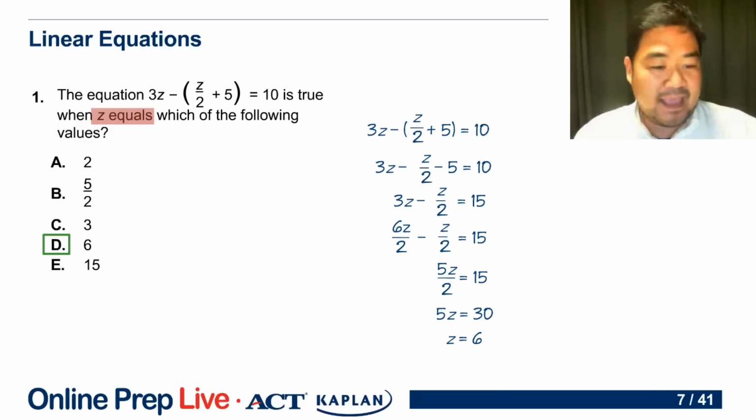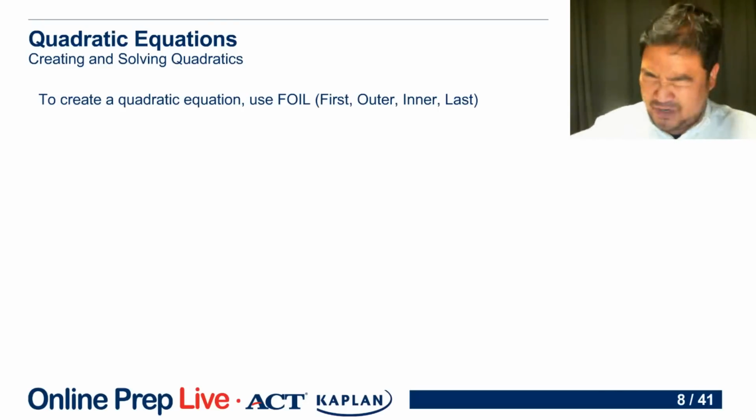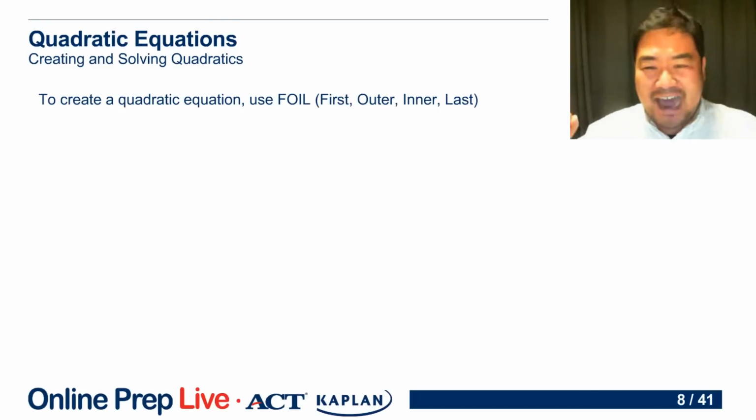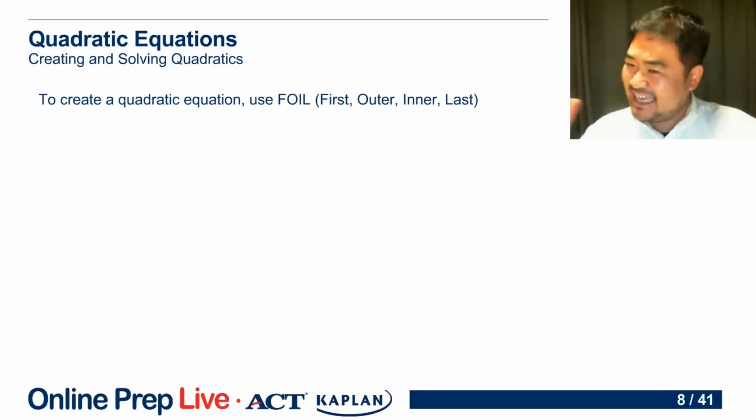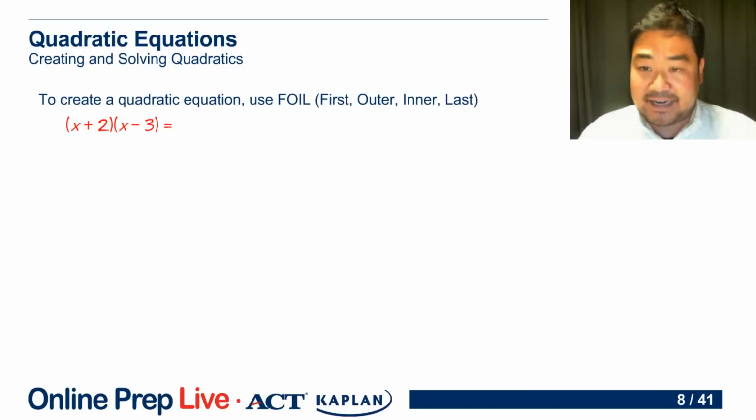Great stuff here. Let's take a look at our second key algebra concept, and that deals with quadratic equations. And you might remember this from good old school math: FOIL, which refers to when you're multiplying two things together, with a parentheses on the inside and a parentheses on the outside, to multiply out that expression.